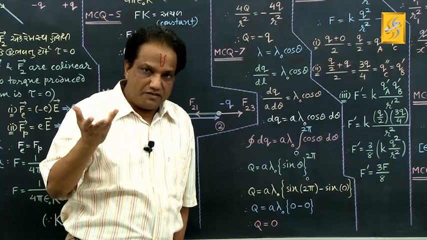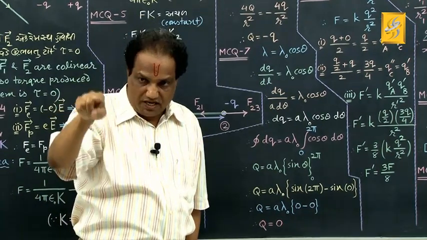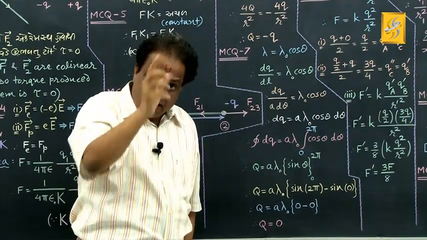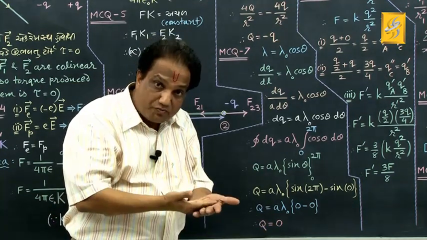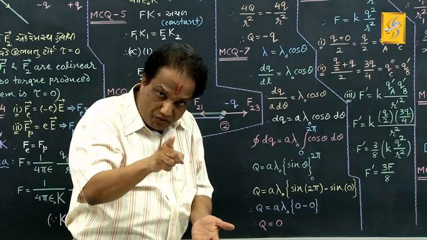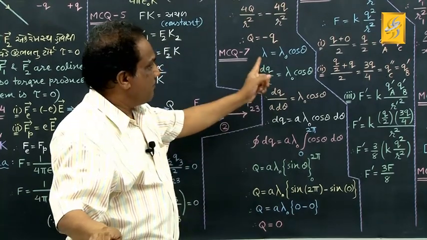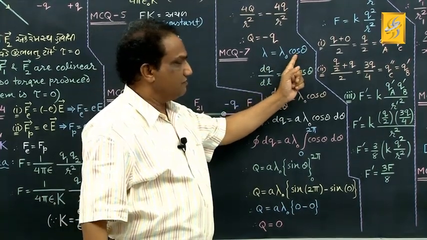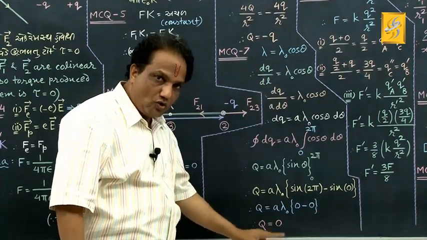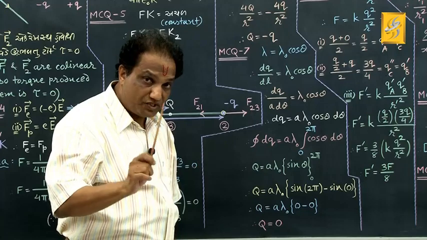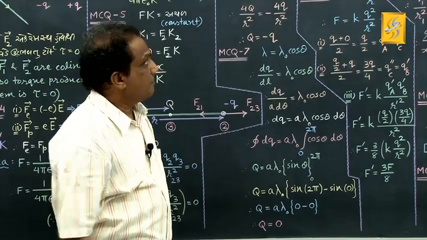Now you may wonder: we have some linear charge distribution over a given circle, and when we find the total charge, it comes out to be 0. How is it possible? Yes, it is very much possible, because in this formula there is a cosine function, okay? Mathematically we have found that the total amount of charge is 0, but how would you understand this from the physics point of view? I am showing you.